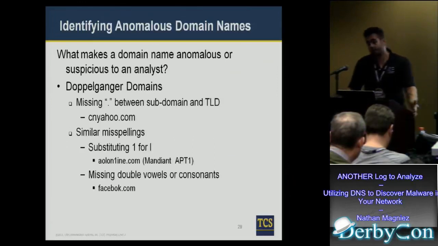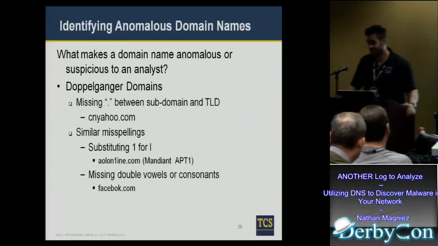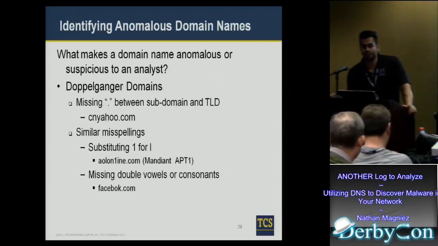Also, doppelganger domains, missing the dot between like a third level domain and a second level domain. So here we have something like cn, yahoo.com. That's actually from APT1 as well. Has anyone seen that case study, APT1?